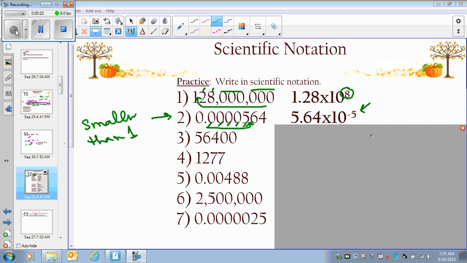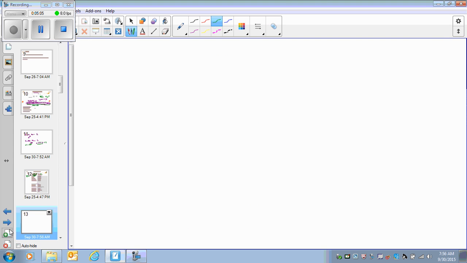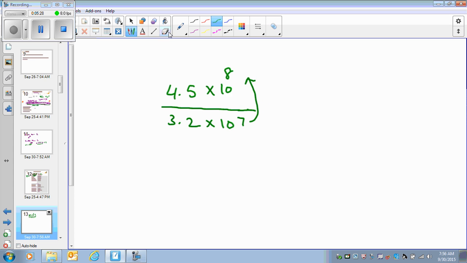Okay, while I'm talking about scientific notation, I thought I will also explain how to multiply, add, or subtract exponents. So, whenever you are doing the math, you have 4.5 times 10 to the 8 divided by 3.2 times 10 to the 7. If you're dividing in scientific notation, the exponents get subtracted. So when you are solving this, you will have 4.5 divided by 3.2 and 10 to the 8 minus 7. You have to subtract the exponents if you're dividing.